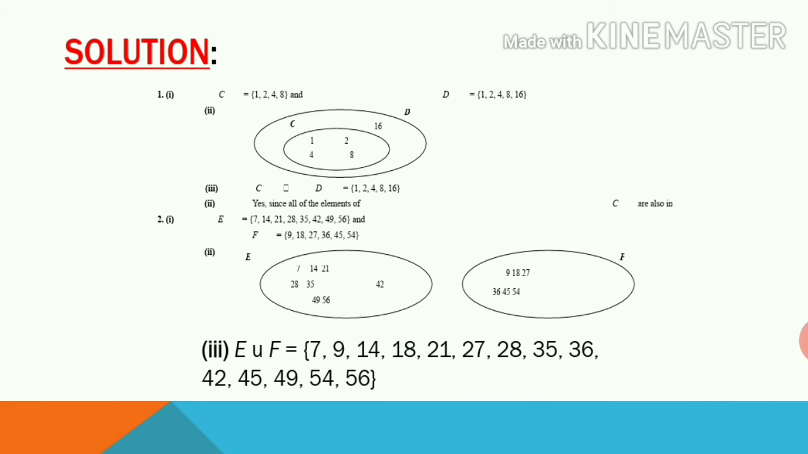Now you have written these 4 elements. Now except these 4 elements, which element is left in D? You write down that element. So except 1, 2, 4 and 8, 16 is left. So you will write 16 in the outer circle.